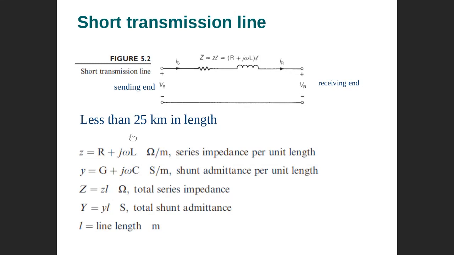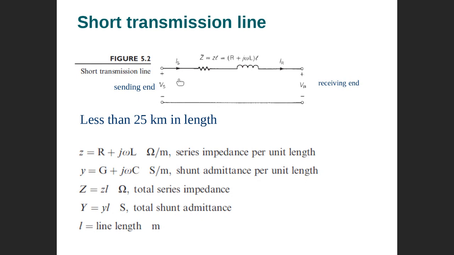Now, if we have a short transmission line, for example, less than 25 kilometers in length, we can represent the transmission line like this: a resistance and inductance. So this is a reactance, so this is an impedance, series impedance. If you're asked to represent the transmission line, you will just write the Z, R, and X. So what about Y? We neglect Y. So we call this a short transmission line representation.